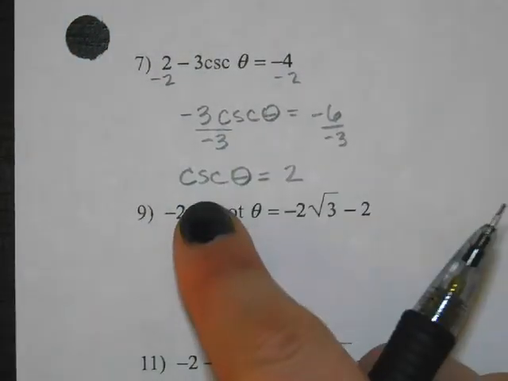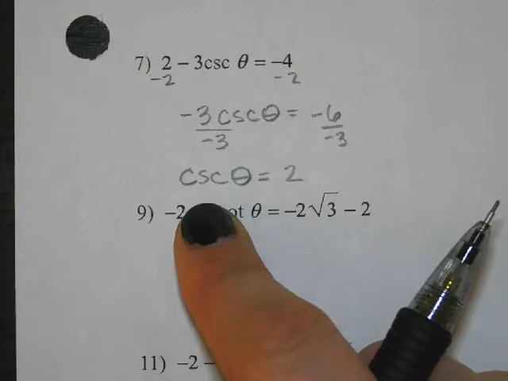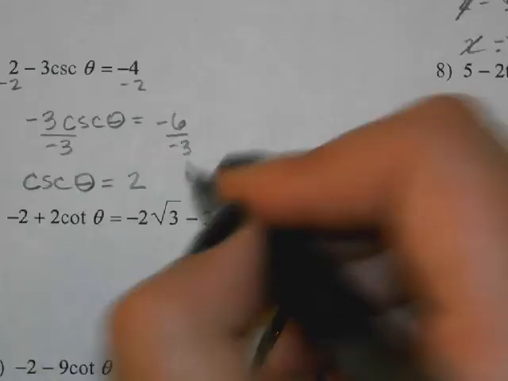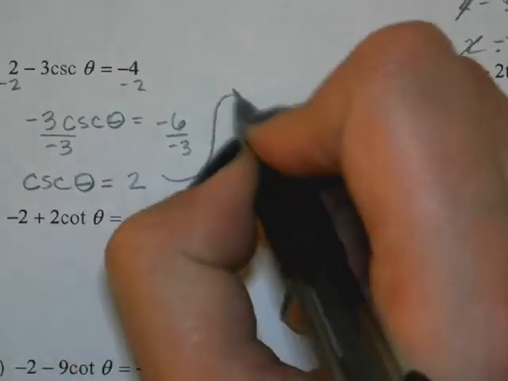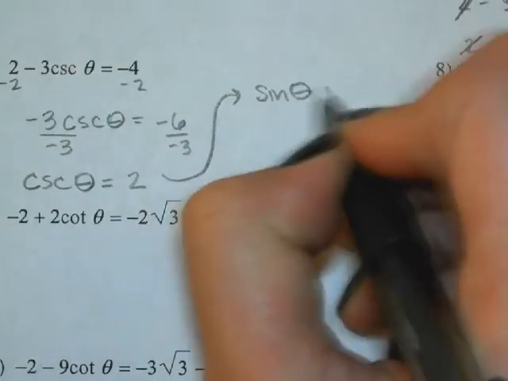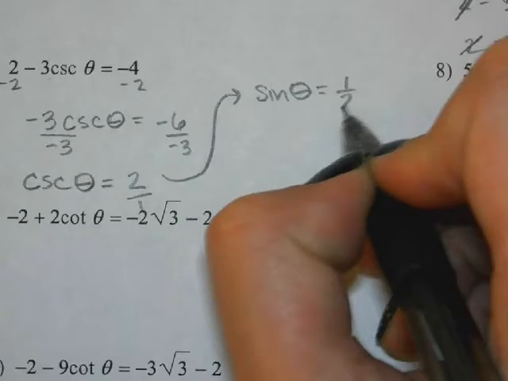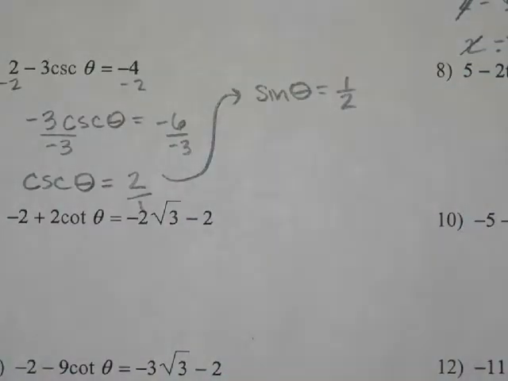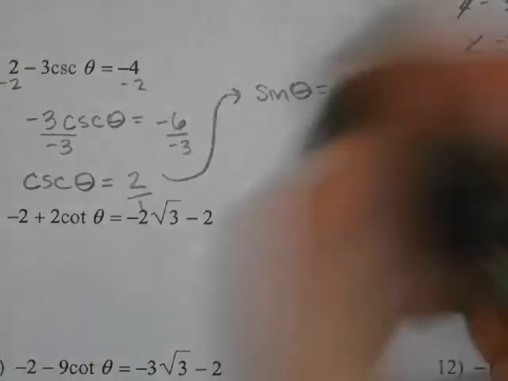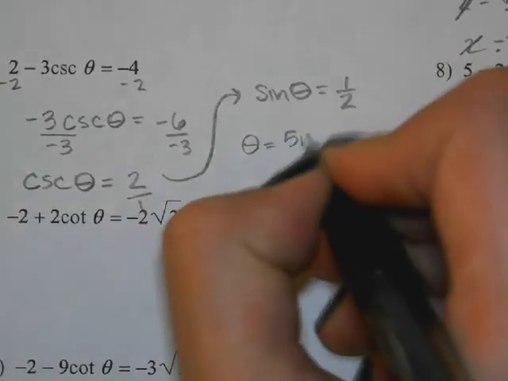I don't like cosecant. I can use sine instead. So that would be sine theta equals 1/2. I take that and I flip it, equals 1/2. So now I need to figure out what theta, sine of what. So I'm going to look on my unit circle to see what theta gives me a y coordinate of 1/2. 5 pi 6 and pi 6.